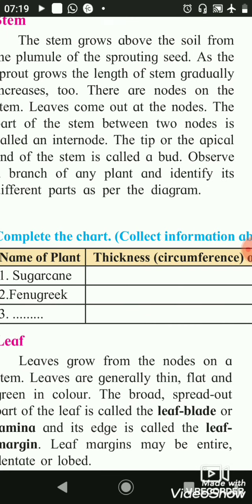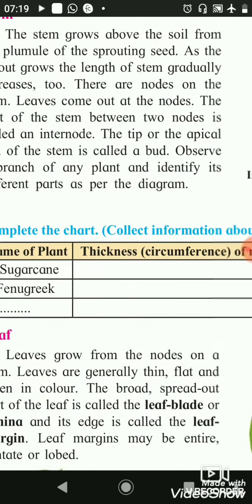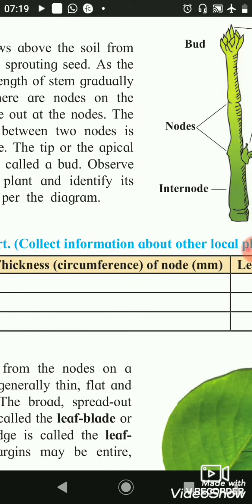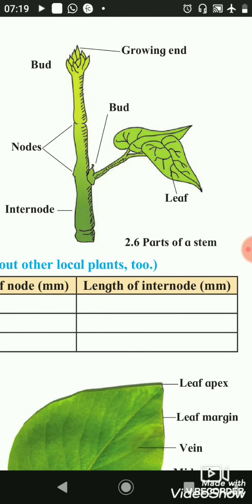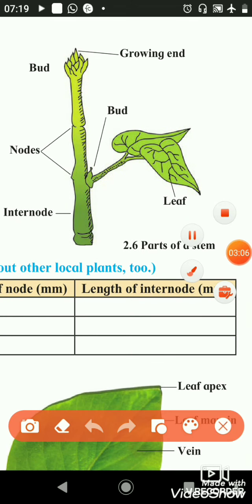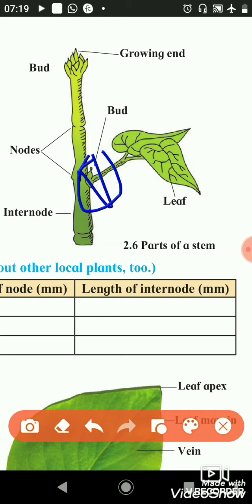Observe the branch of any plant and identify its different parts as per the diagram. Look here, there are buds also. You can observe the different parts. You can see all these buds. With the help of these buds, the leaves are growing. With the help of these nodes, all the leaves and other tiny stems grow forward.